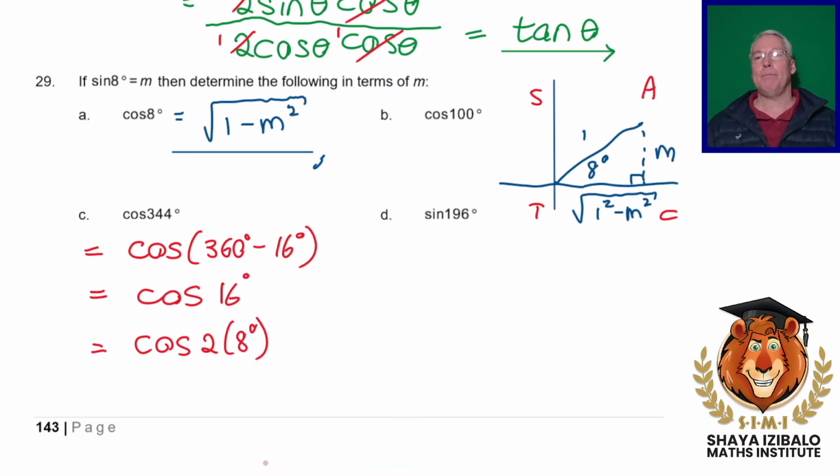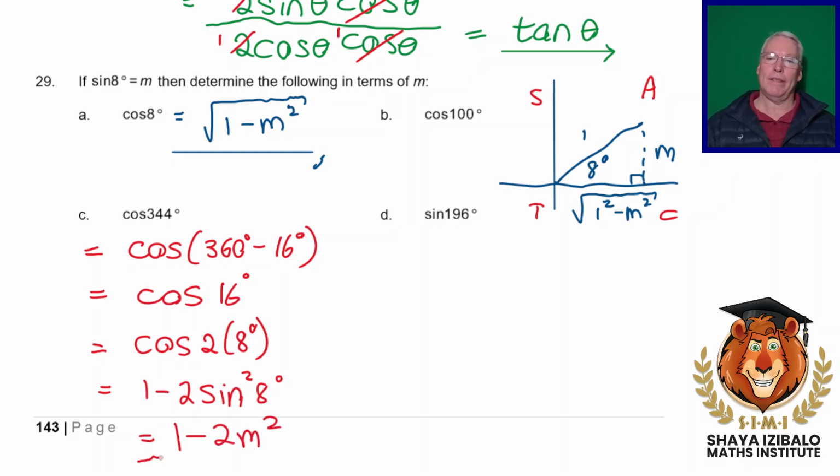Now we need to pick one of our double angle formulas, and the most obvious one is the one that only involves sine. So we're going to use the one that says 1 minus 2 sine squared of 8. We know that sine of 8 is m, so our final answer here is 1 minus 2m squared. We like these questions because they test understanding, and they test that we know how to do this without a calculator.